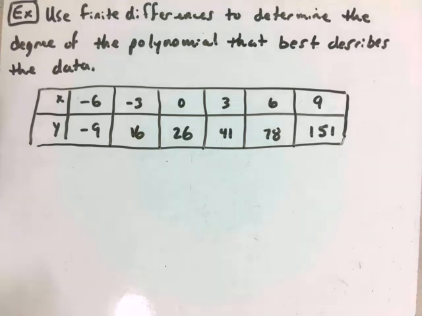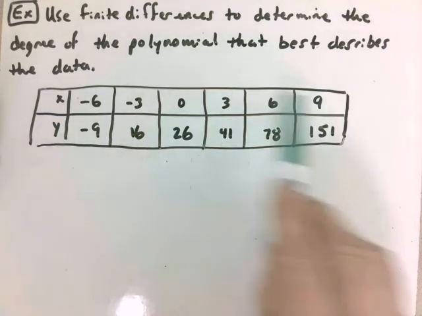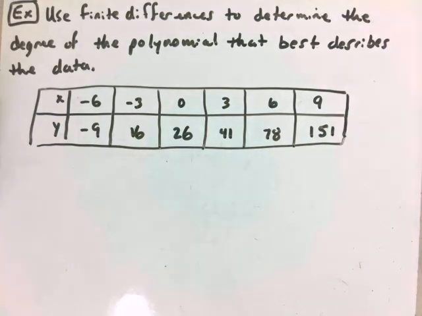For this problem, we're going to use something called finite differences to figure out the degree of the polynomial that best describes the data. If you were to plot these points, they would be a bunch of dots on your screen, a bunch of points. And depending on their shape, there are certain mathematical functions that would fit that shape better than others. If they're in a straight line, or nearly in a straight line, then we would want an equation of a line.